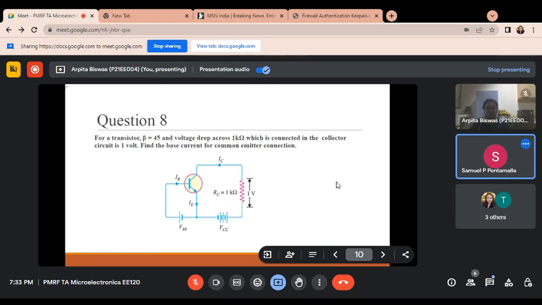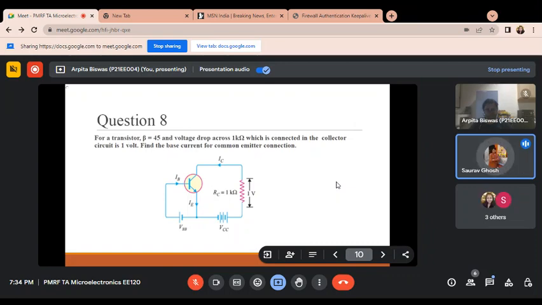So here beta is given. We know that beta is IC by IB, and the voltage drop across RC is 1 volt, and the resistance value RC is 1 kilo ohm. So find out the base current for the common emitter connection. IB we have to find here. Beta is given, so if you can find out the IC, then it is a little bit easy to find out the IB. And I want the answer from all of you with the explanation of how we solve it.